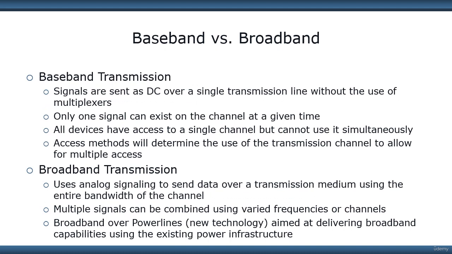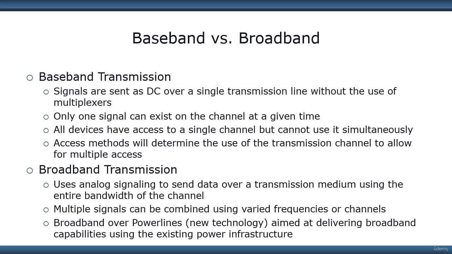We also have a distinction that needs to be made between baseband and broadband transmissions. Baseband means there is a single transmission line, and so signals are sent as a single transmission without the use of multiplexers. Only one signal can exist on the channel at any given time. We've alluded to this already with Ethernet. So all devices have access to the channel, but they can't use it simultaneously because there can only exist one signal at any given time.